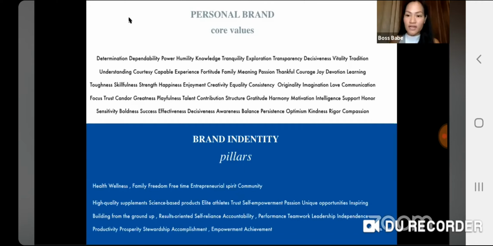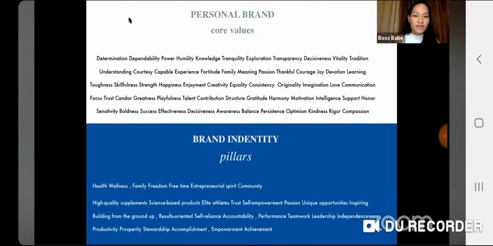That's what I want to choose right now, because that's applicable in the market right now. So I want to choose resilience, persistence, and optimism. Yun yung mga gusto ko i-emphasize ngayon. So you can always choose which ones you want, all right? Okay, to represent your personal brand.